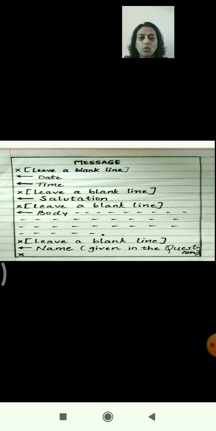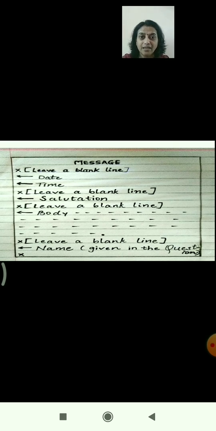Shall we go one more time through what we have done? First a box is drawn. Then in the center, in the beginning, we have written message in block letters, capital letters. Then leave a line. Then you have to write the date properly. Then you have to mention the time. Again leave a blank line. Then you have to write the salutation, that means to whom you are writing.